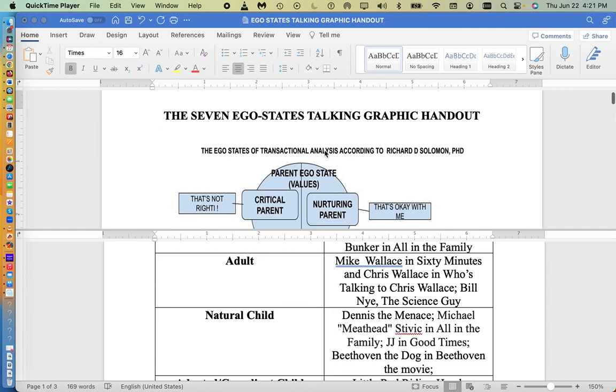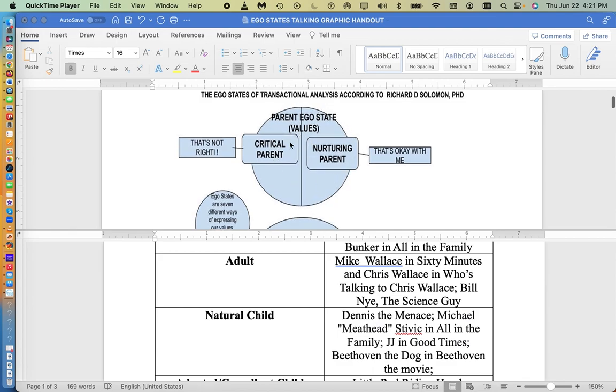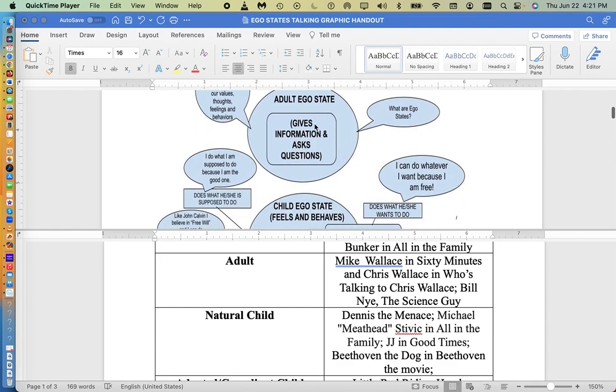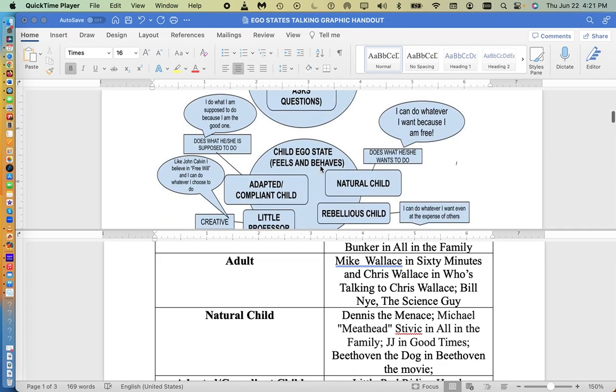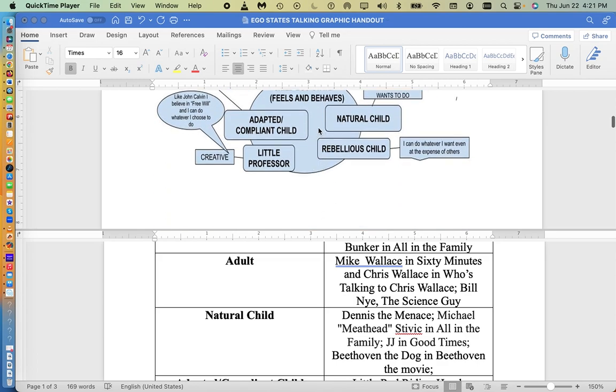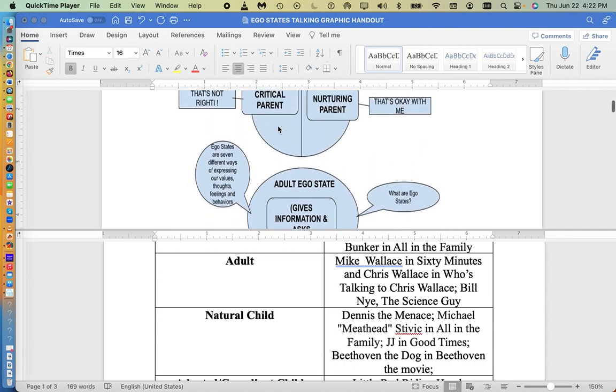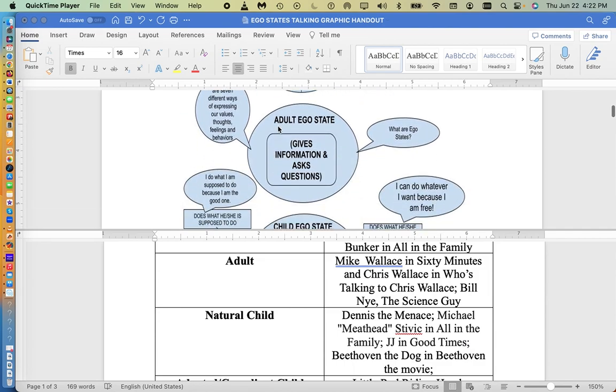And today we're going to be going over the 7 ego states of transactional analysis. But why are we sharing information about transactional analysis and the 7 ego states? The parent, critical parent, nurturing parent, the adult ego state, and the child ego state, looking at the natural child, rebellious child, little professor, and the adapted or compliant child. So why are we doing this?